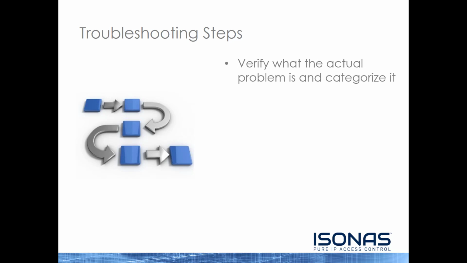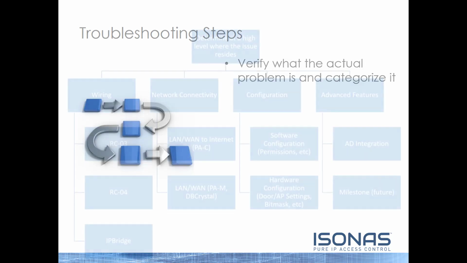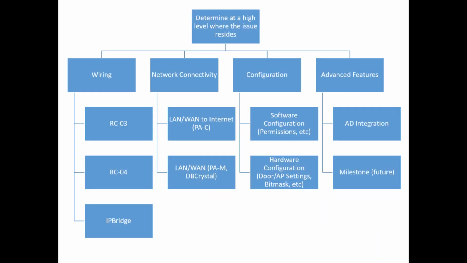Number 1, verify what the actual problem is and categorize it. Sometimes end users will call you with issues and they'll say X, but really Y or Z or something different is actually happening, but it's just disguised as what they're seeing. For example, a customer calls in and says, "My door's not working correctly." Well, that could mean any number of things.